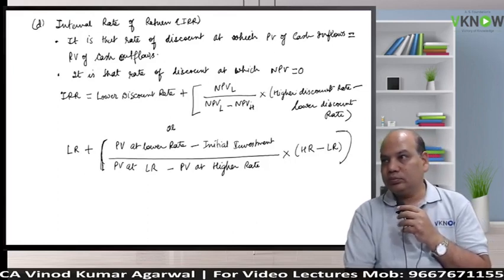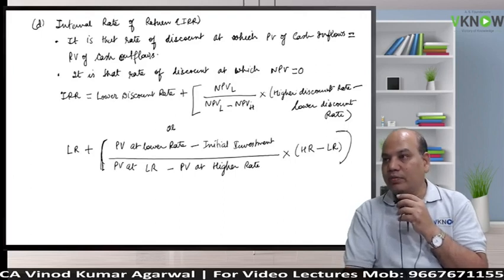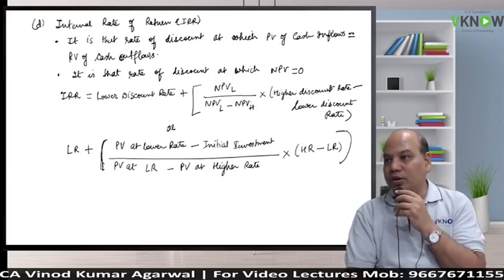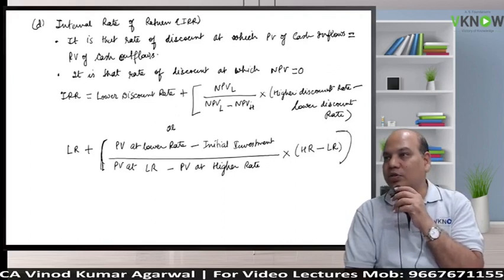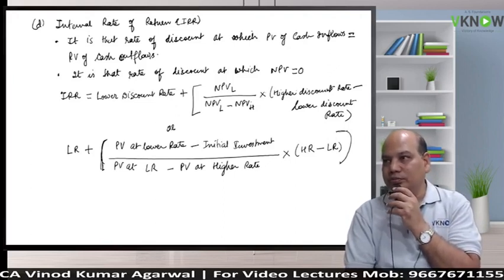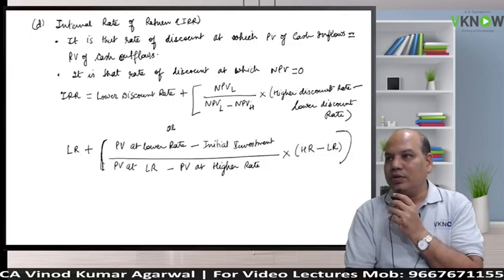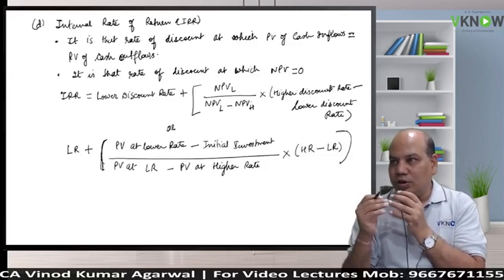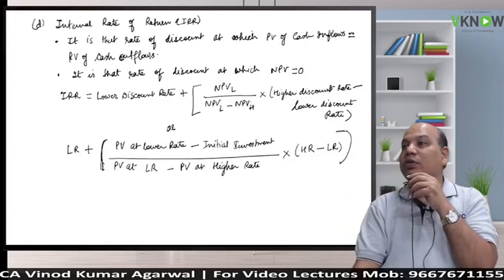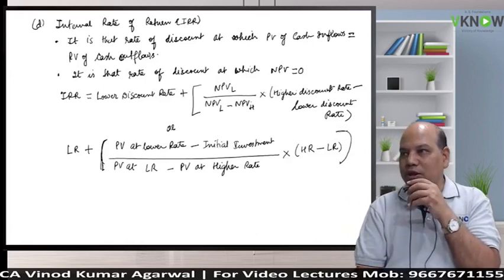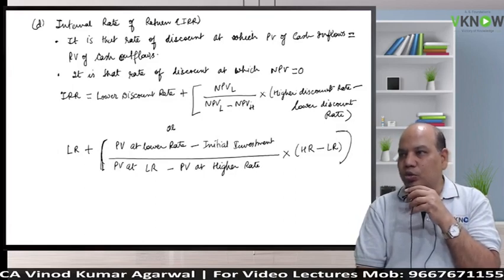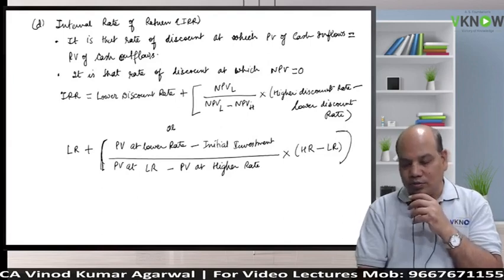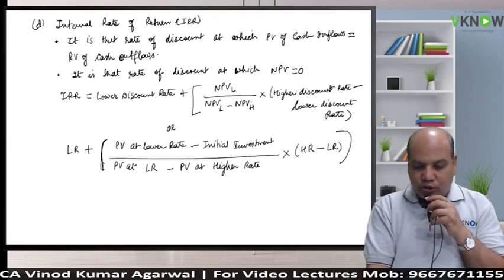Okay. So what do you mean by lower rate, higher rate? You have to make a guess about the discount rate at which NPV will be 0. This method requires some trial and error. I have to first select a rate. If I get a positive NPV, I increase the rate. If I get a negative NPV, I decrease the rate. The lower of the two rates chosen will be the lower rate and the higher of the two will be the higher rate. Okay. And then you will get the IRR.